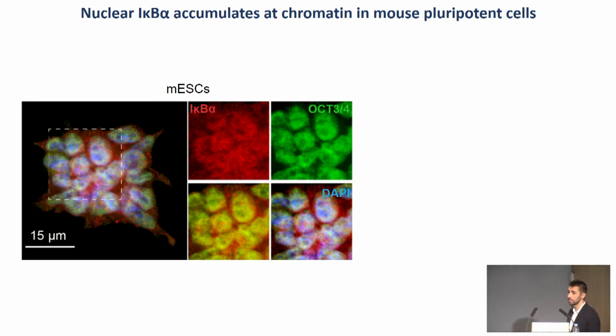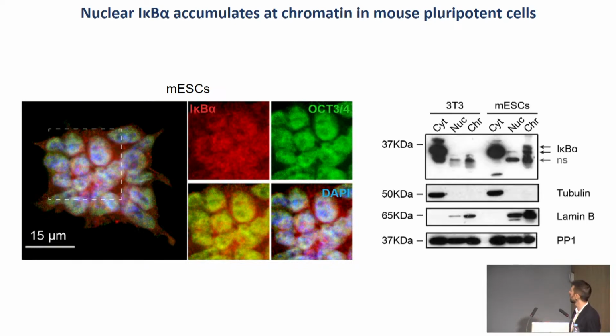To further confirm this, I isolated protein extracts from the cytoplasm, nucleus, and chromatin of the mouse cells, and I checked how IκBα was distributed. And as you can see here, I found a very nice, high accumulation of IκBα in the chromatin fraction of the mouse cells. That was not as evident when we compare the chromatin fraction of other more differentiated cell types such as 3T3.